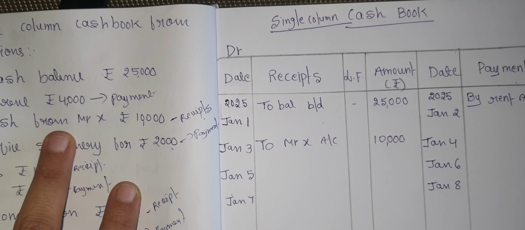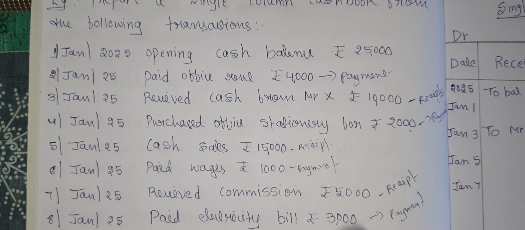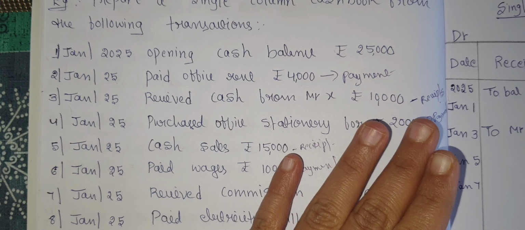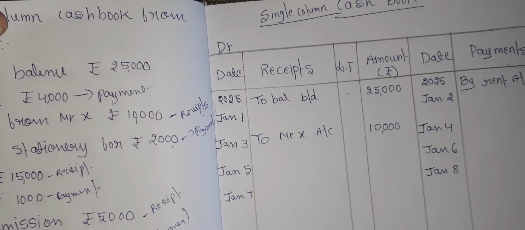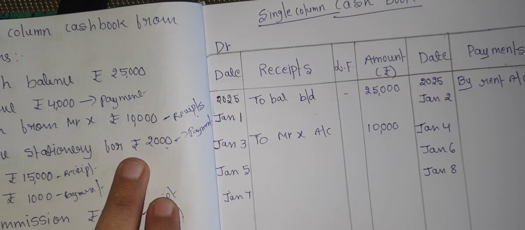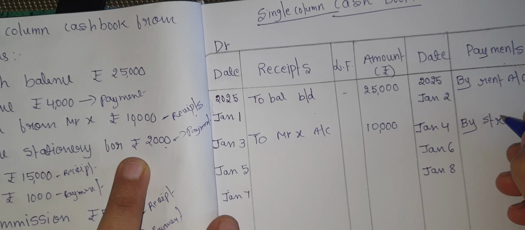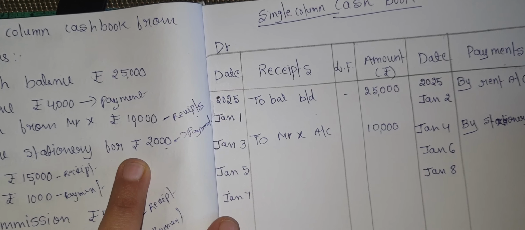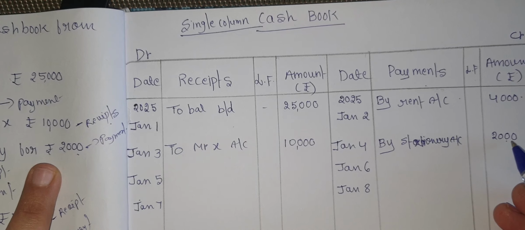Next one, purchased office stationery for rupees 2,000. Means you are purchasing the office stationery. For that you have to pay the cash. For purchasing the office stationery means you are paying the cash. So it comes under credit side and payment side. So purchased office stationery means on January 4th by stationery account, that is rupees 2,000.